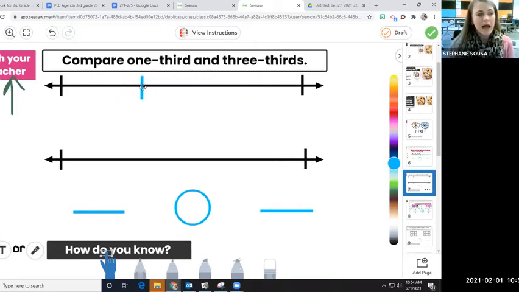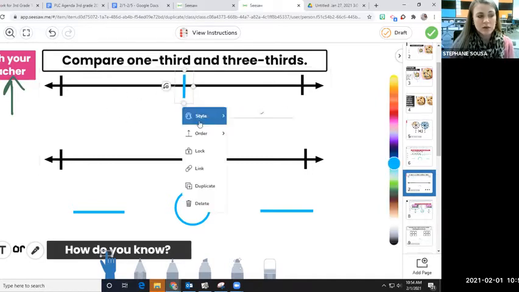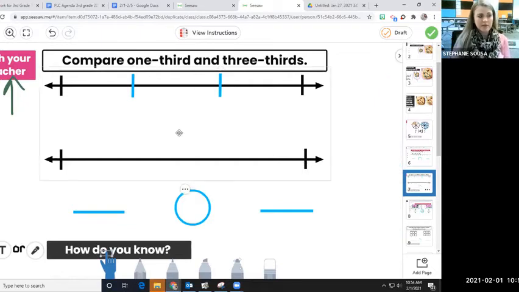Okay, I need to make thirds, and with one line I have half, 1 piece, 2 pieces. So I need to make another line, so I'm going to duplicate that. And then I'm going to drag these until I feel like they're at about 1/3, until I feel that I have 3 equal size spaces.